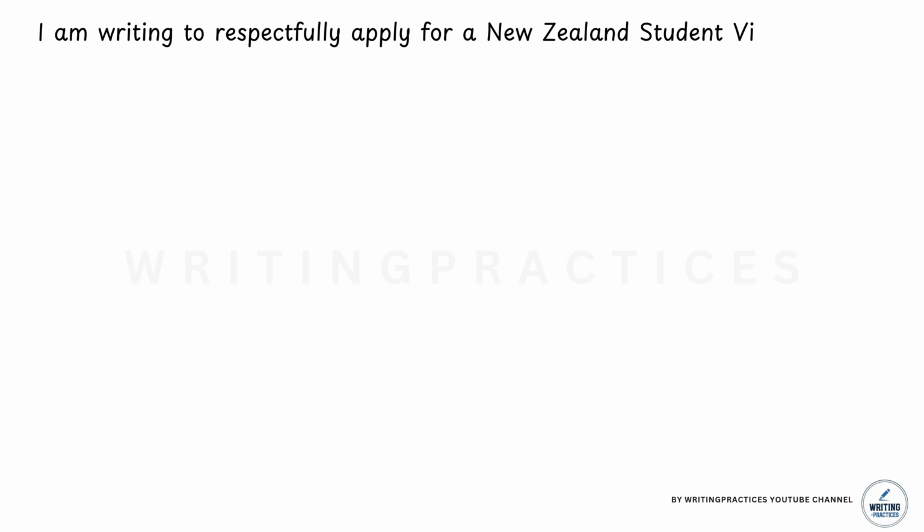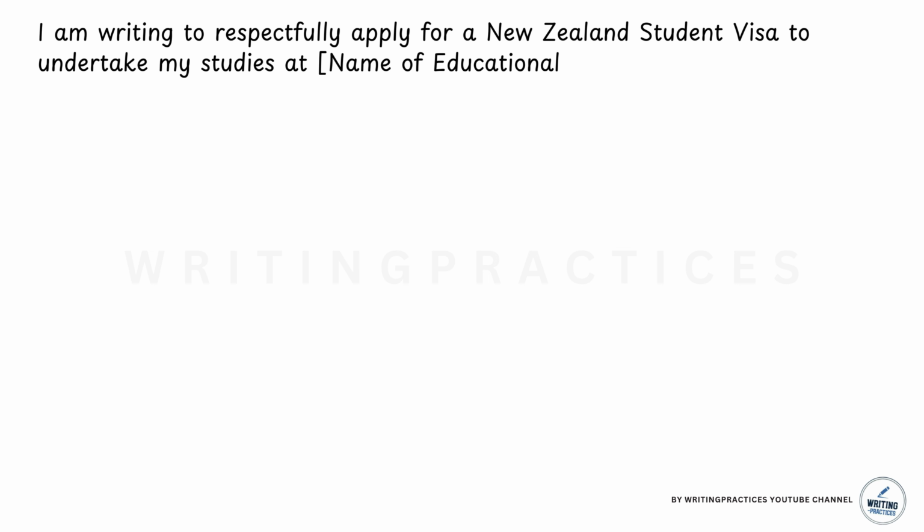Opening paragraph. The opening paragraph clearly states the purpose of your letter. Example, I am writing to respectfully apply for a New Zealand student visa to undertake my studies at the University of Auckland in Auckland, New Zealand. This immediately informs the immigration officer why you are writing. It establishes the main purpose of your application from the very beginning.